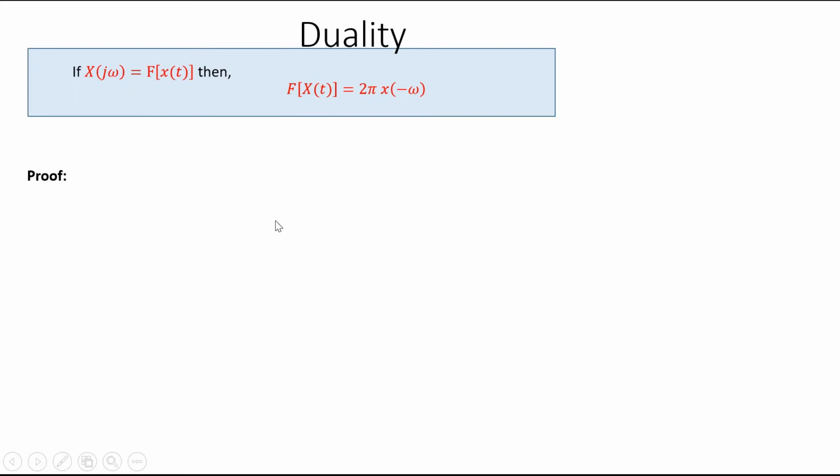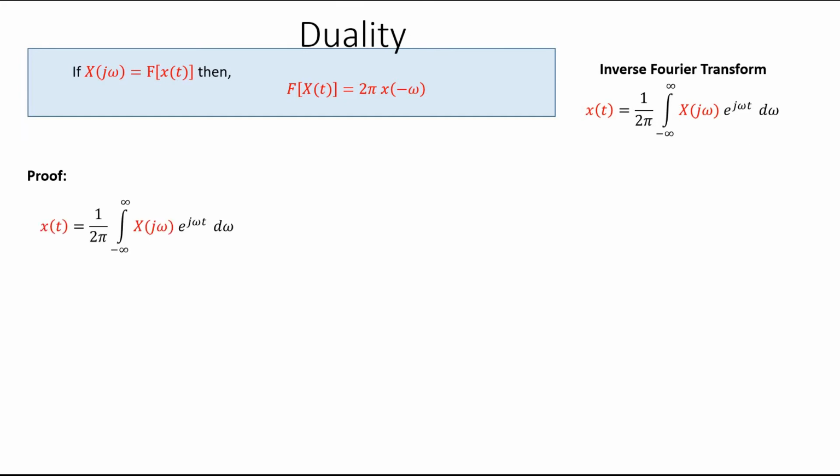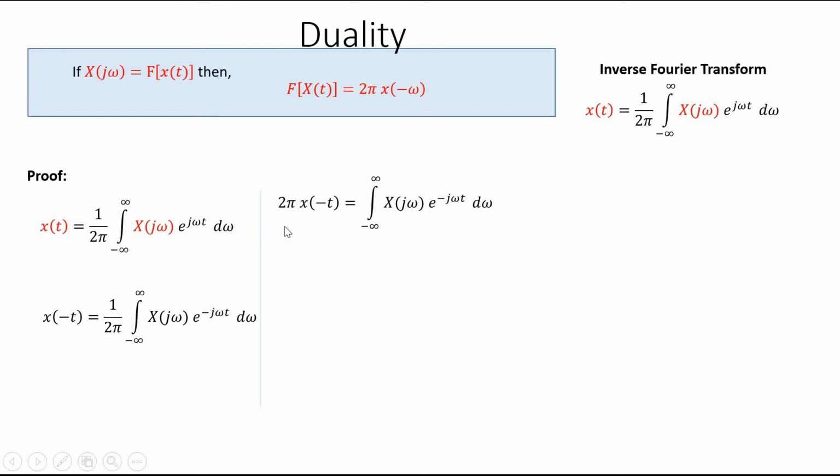Again, we start from the inverse Fourier transform formula: x(t) is equal to 1/2π integral from minus infinity to infinity X(jω) e^(jωt) dω. Then we can take x(−t), so t becomes −t, so e raised to minus jωt. We can take 2π to this side, so it becomes 2π x(−t), equal to the integral of X(jω) e^(−jωt) dω.